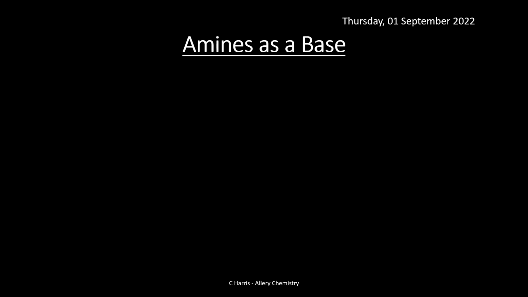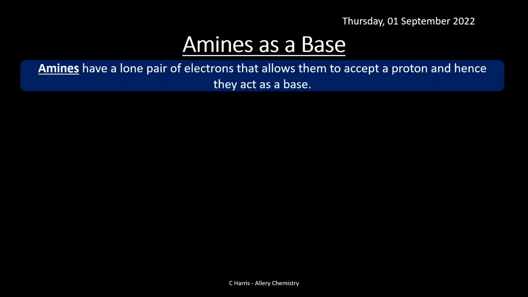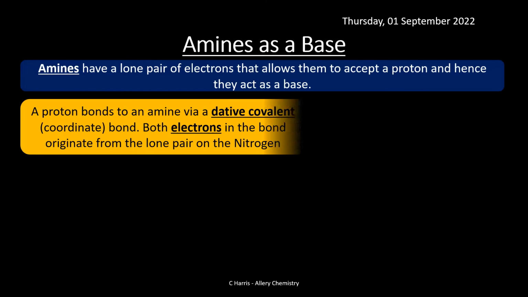Okay, amines are primarily used as bases. They have a lone pair of electrons, and that allows them to accept a proton. So remember, Bronsted-Lowry bases are proton acceptors, and obviously they act as a base. That lone pair of electrons allows them to form a dative covalent bond with a proton that it will accept. And both electrons in the bond originate from the lone pair on the nitrogen.